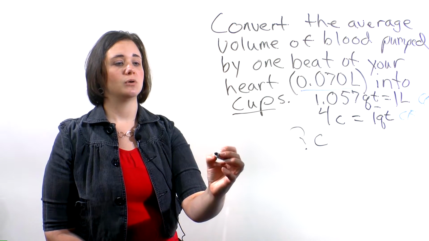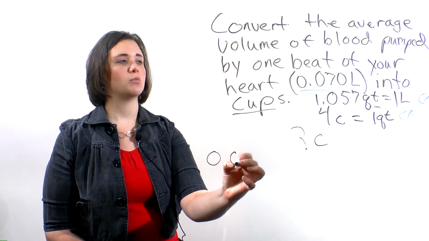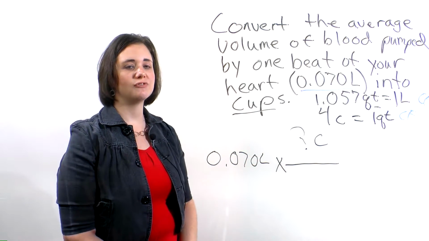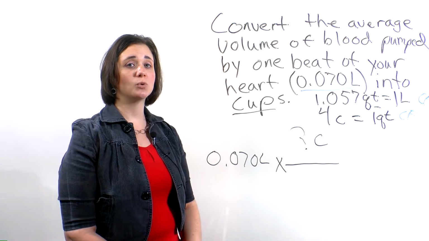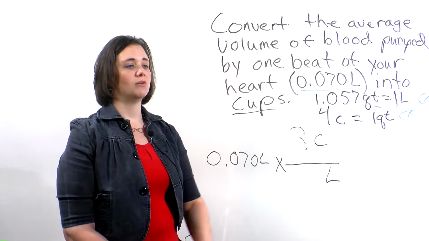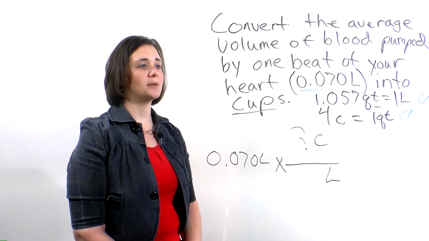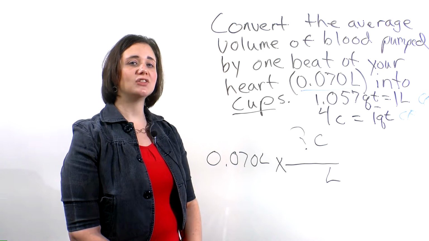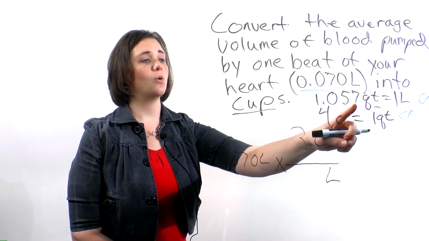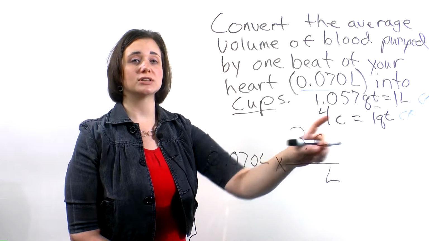So we know we are going to start with 0.70 liters. I'm going to set up my conversion factor lines, and I'm just going to work with the units. I know I have to get rid of liters. Remember, my final destination is cups. I don't have anything that directly relates liters and cups, but I do have something that relates liters to quarts, and I have something that relates quarts to cups.